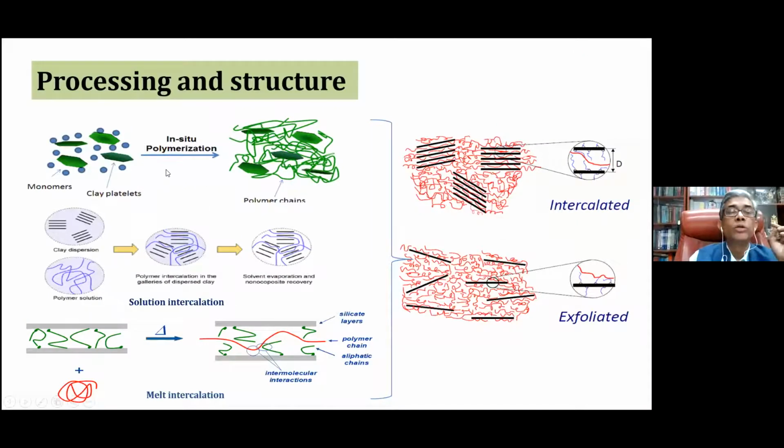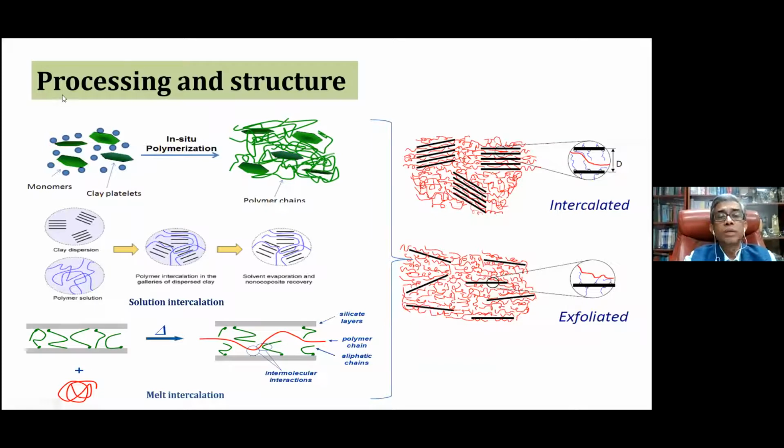What do you want to do? There are 3 ways. One is that we do polymerization to get polymer. How do we get polymer? We do polymerization. We all know that. When we are starting with a monomer and doing polymerization, we can already add some clay particle. It is actually easier, but this process is more challenging and difficult to control.